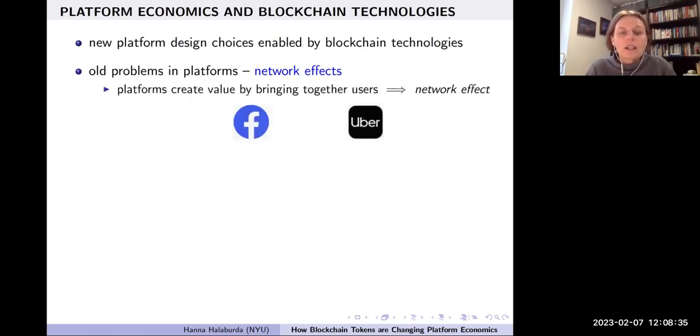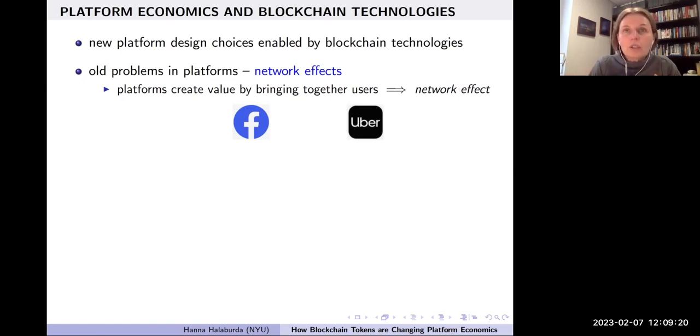So platforms specifically create value by bringing users together. And social media like Facebook, they bring people together to interact. Uber is bringing different types of users, so drivers and passengers. And again, the value here is created by bringing them together. And the more other users are on the platform, the larger is the value of the platform. And this is basically coming from network effects. And this gives very specific dynamics to platforms that is not necessarily present in other types of goods.